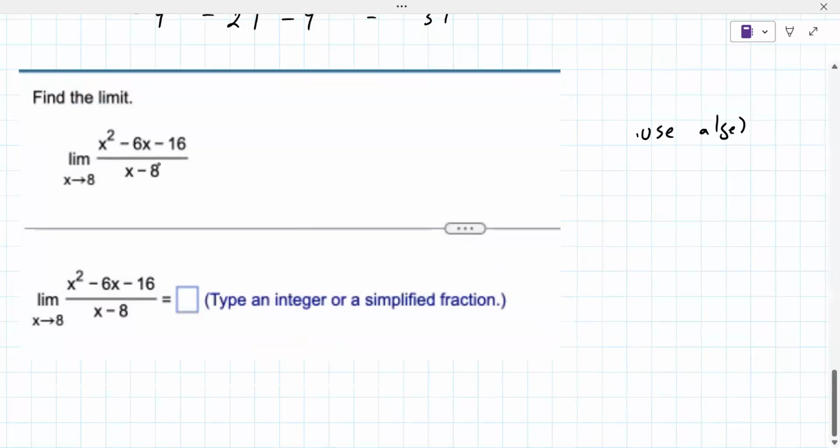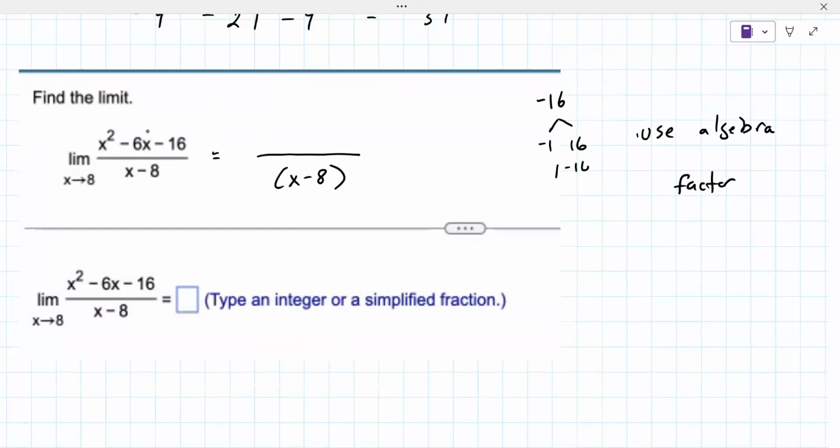This is why you had a previous course in algebra. In this case, you would consider factoring the numerator. So if you recall, to factor the numerator, you're looking for two numbers that multiply to -16, but add to -6. So you're like, what are those numbers? Well, it's -1 and 16, 1 and -16, -2 and 8, 2 and -8, 4 and -4. Do any of those add to -6? Well, this one does here. So we know that it's x plus 2, x minus 8.